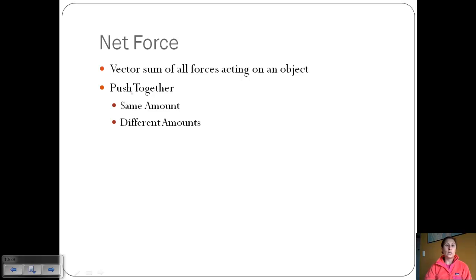Okay, so there's a couple different ways that we can look at net force. So let's say that we have an object, so we'll just draw a free body diagram represented by a box.